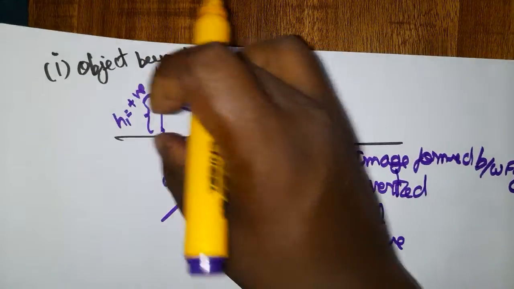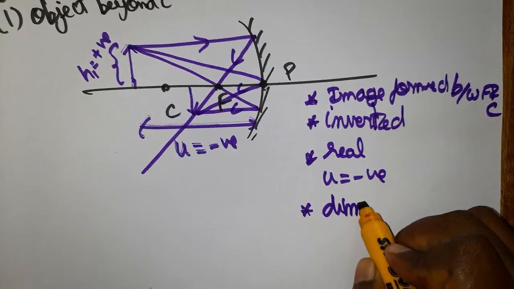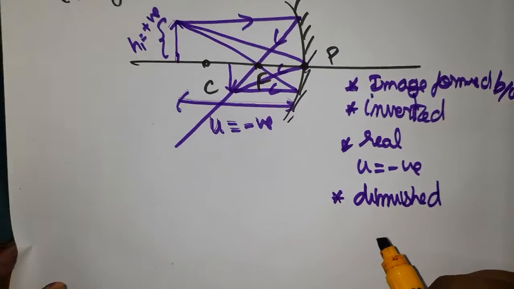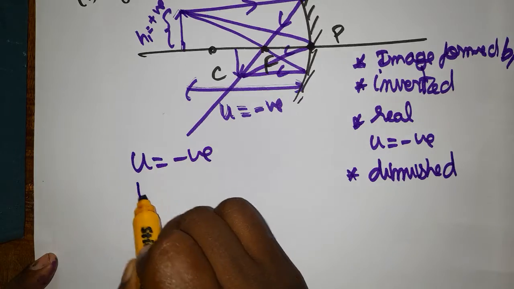Compare object height and image height: the image height is smaller. We can take it as diminished. So it is going to be an inverted, real, diminished image. u is going to be on the left side of the pole center, so u is negative. v is negative.